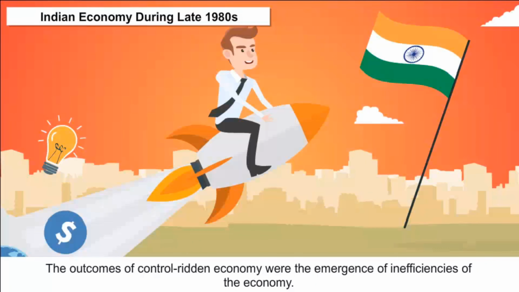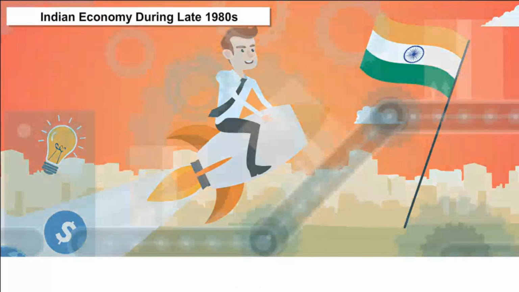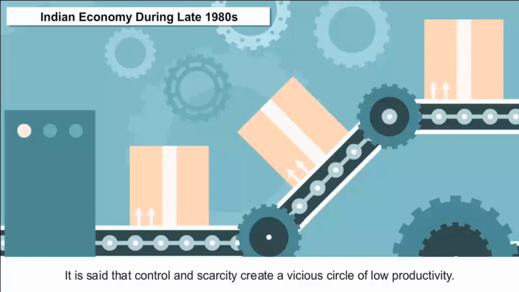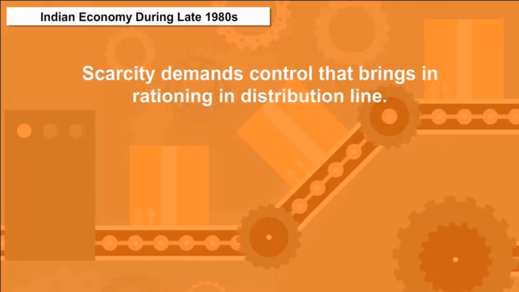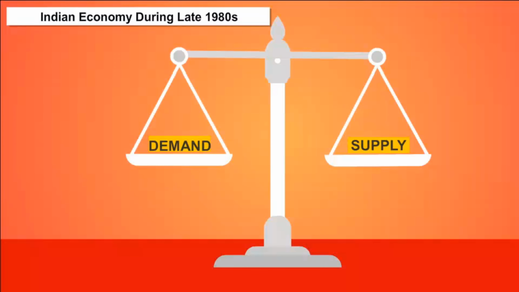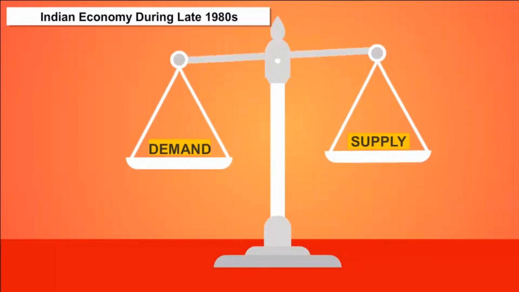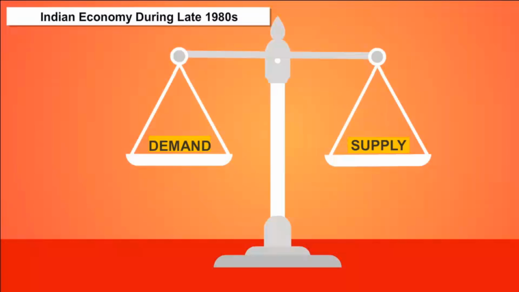The outcomes of the control-ridden economy were the emergence of inefficiencies in the economy. It is said that control and scarcity create a vicious circle of low productivity. Scarcity demands control that brings in rationing in the distribution line. This creates delays in the creation of new productive capacity and therefore lowers output and creates demand-supply imbalances.